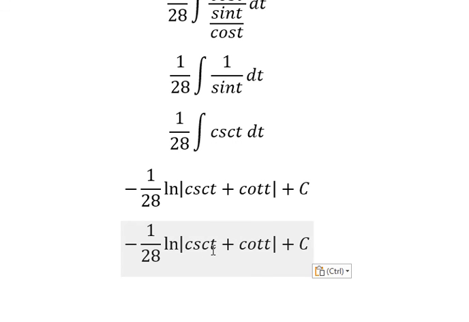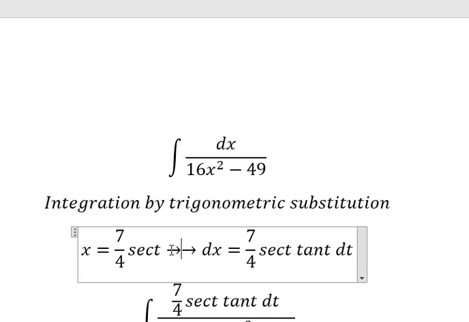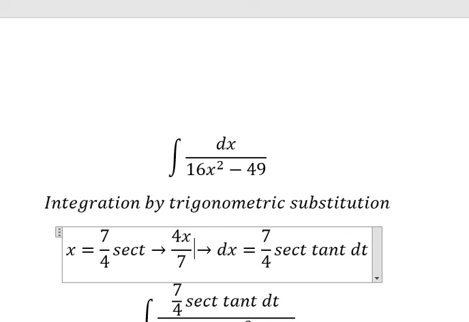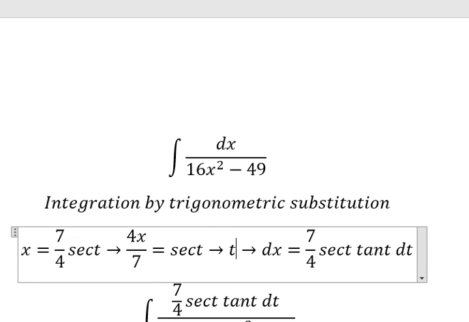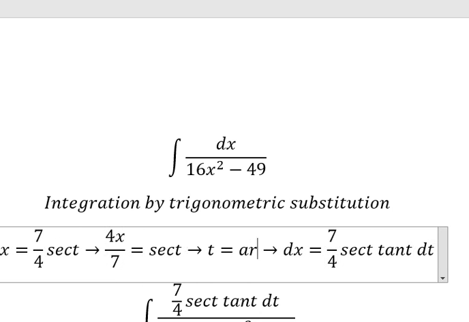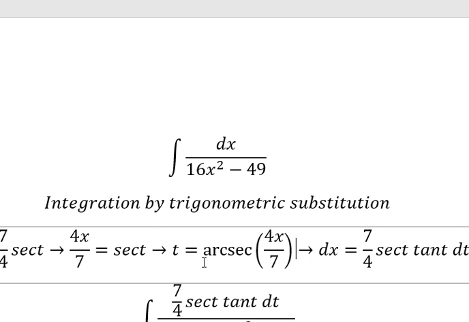About t, that is about this one, so we need to divide both sides by 7 over 4. And now you get t equals secant of 4s over 7. And now I will put this one to change for t.